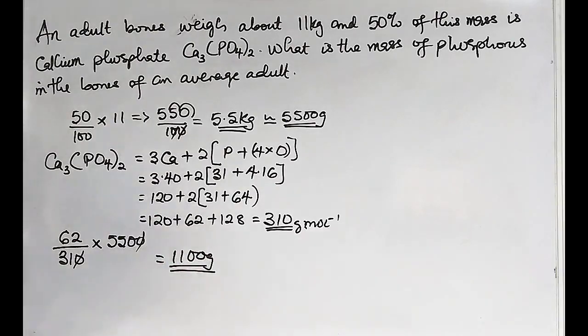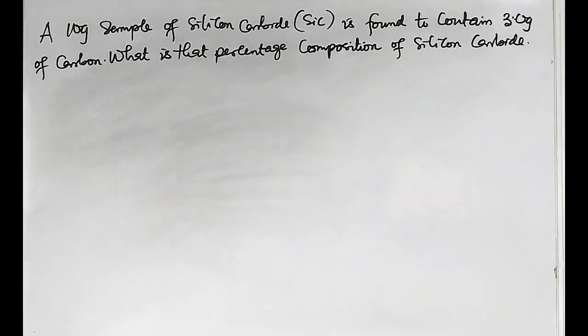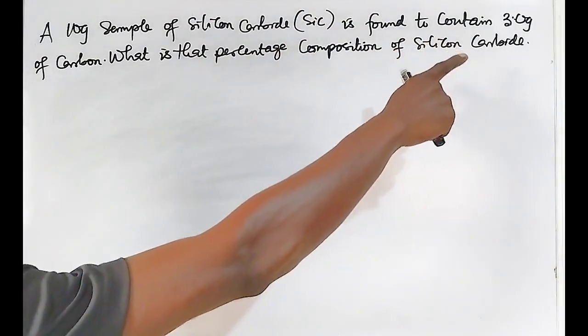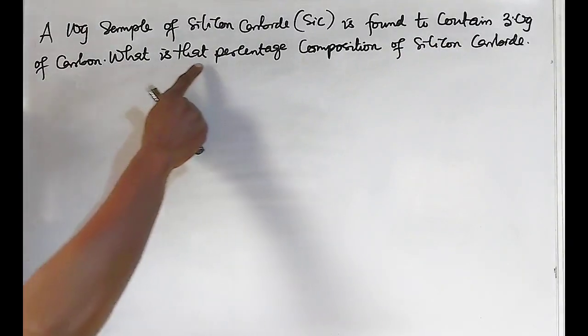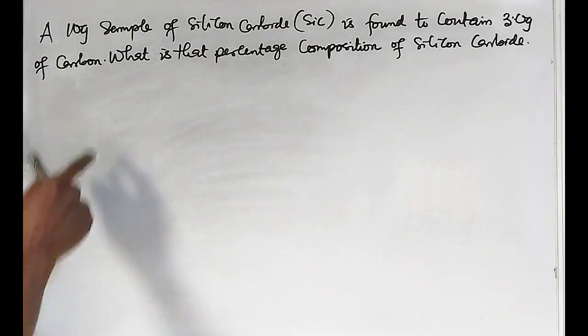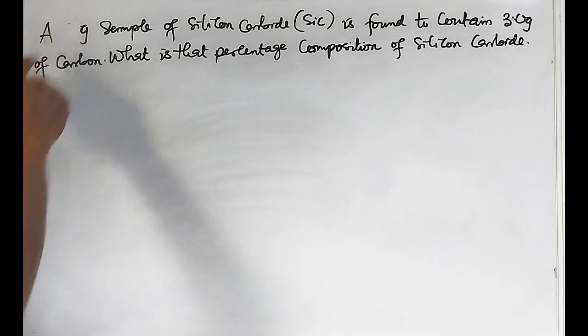Okay, all right, let us now move to number 9. All right, for number 9, a 10-gram sample of silicon carbide is found to contain 3.0 gram of carbon. What is the percentage composition of silicon carbide? All right, so far since we've been solving questions relating to mass percentage composition, you can pause this video and solve this to know your capacity. Okay, all right, let us now continue with this.